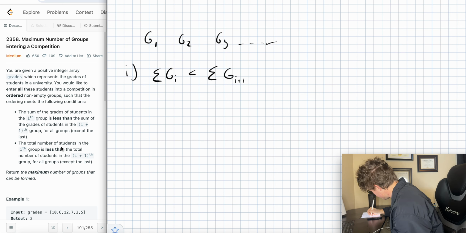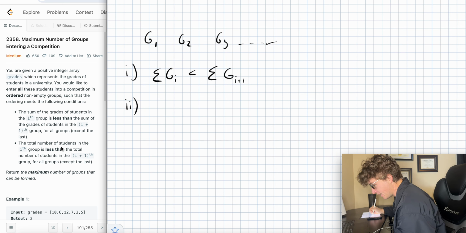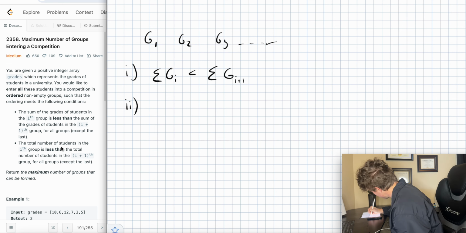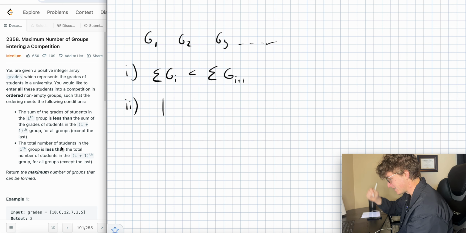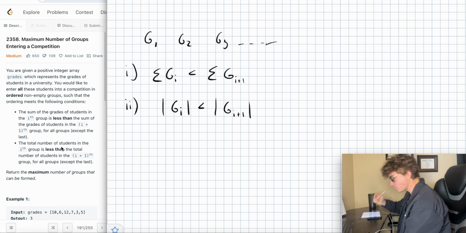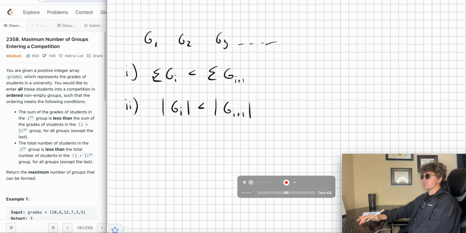And my second condition is that the total number of students in the ith group is less than the total number of students in the next group. I'm going to use this to mean the magnitude, so this is the length. So the number of students in G of I needs to be less than the number of students in G of I plus 1. And this just means sum. So if I sum all the elements in this group and I take the length of this group, it has to be less than.